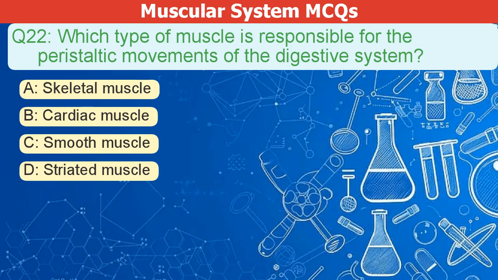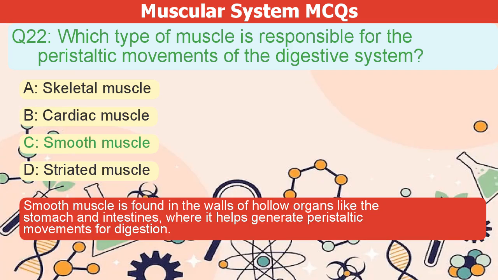Which type of muscle is responsible for the peristaltic movements of the digestive system? A. Skeletal muscle. B. Cardiac muscle. C. Smooth muscle. D. Striated muscle. The correct answer is C. Smooth muscle is found in the walls of hollow organs like the stomach and intestines, where it helps generate peristaltic movements for digestion.